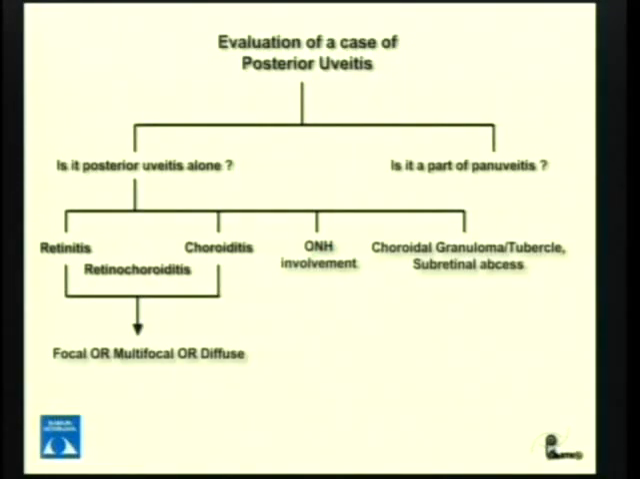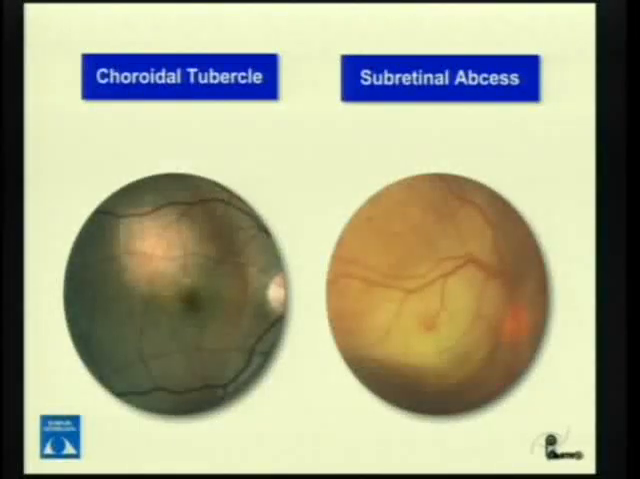Next, look carefully at the periphery of the fundus, whether there is a choroidal granuloma, tubercle or subretinal abscess. If you see here, it's a case of choroidal tubercle. You can see the vessels clearly, you can make out these vessels. There is some subretinal fluid here, and here is a subretinal abscess.